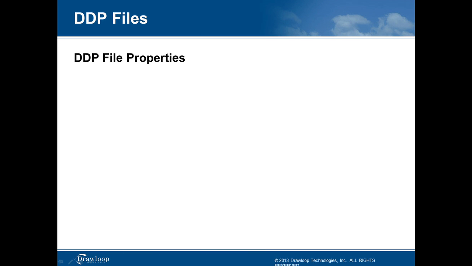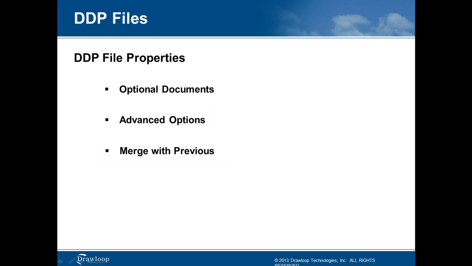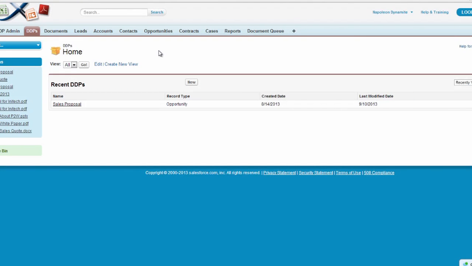These include optional, advanced optional documents, merging with previous documents, making your DDP files sortable, and using the pause to edit feature on a DDP file. Now we will begin the walkthrough portion of the video.